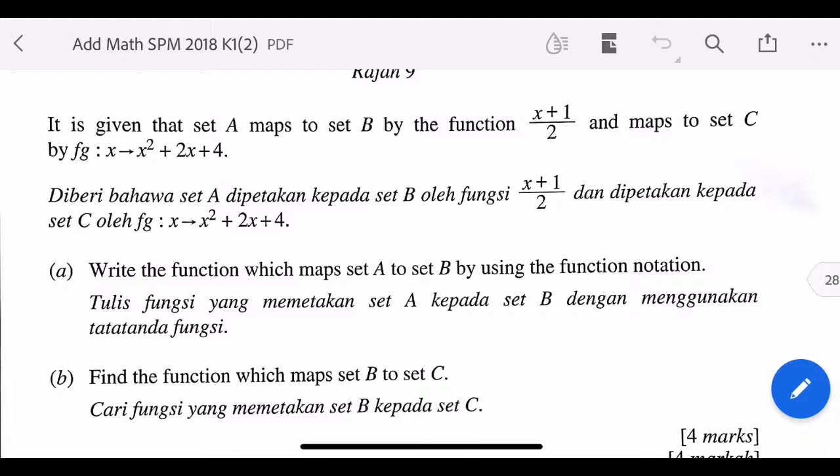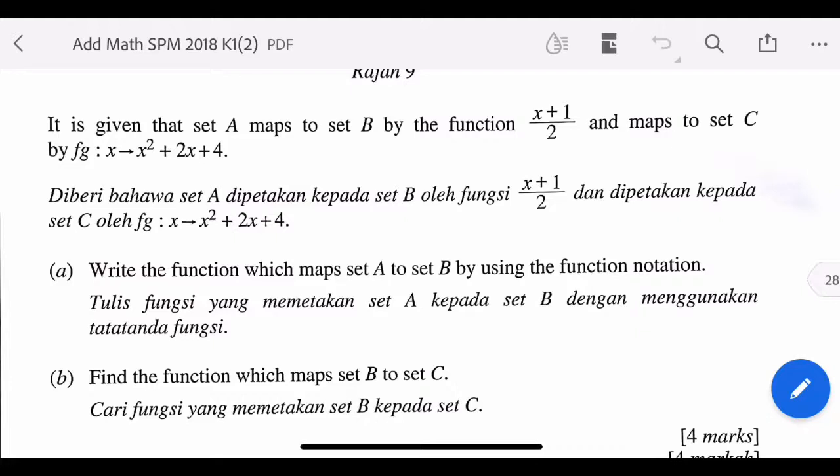So you must be able to identify which one is the object. Normally the second letter is the object. The function is the first letter f. So g is the object. So from A to B, it should be the function g(x). All right. Make sure you understand. The function will bring the object to the image.